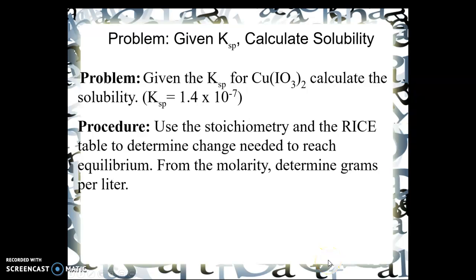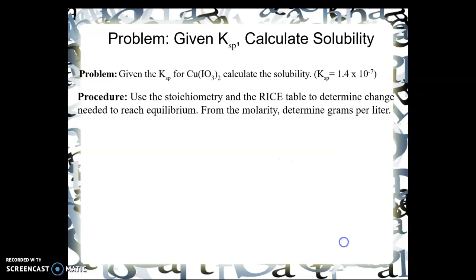So this is part 2 of our solubility series, and this type of problem we start with the Ksp and the formula of the salt, and we calculate the solubility using an ICE table. And then once we have molarity, we'll determine grams per liter. So here's our problem for copper(II) iodate.